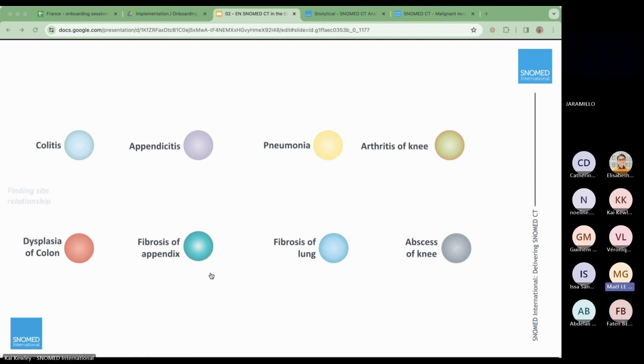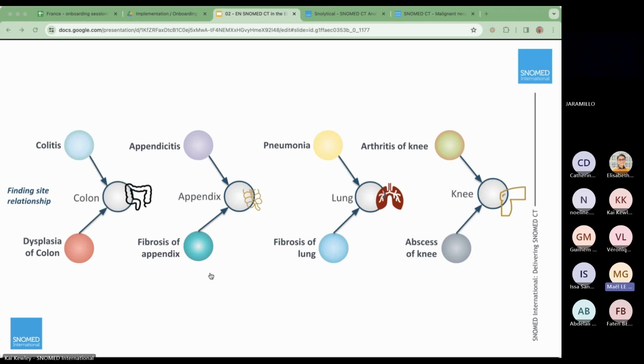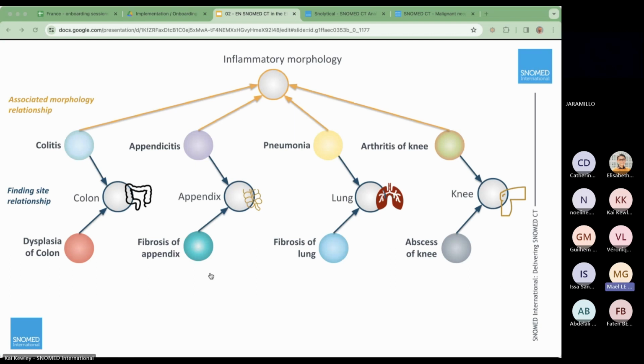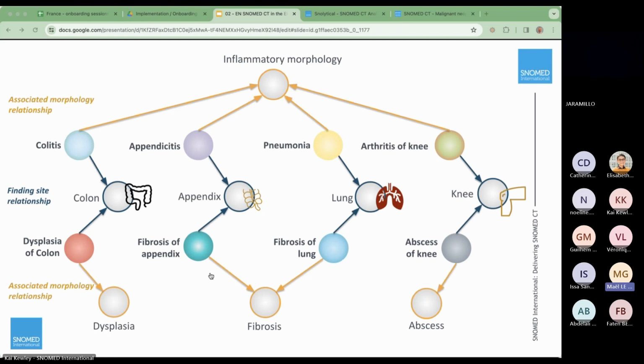There are other types of relationships in SNOMED. For example, it's common for disorders to have a finding site relationship. These, of course, are linked to body structures. And it's also very common for disorders to have associated morphologies, how the body structure has changed. For example, an inflammation or a dyslipsia, fibrosis, or abscess. All of these links can be used in queries, SNOMED queries.